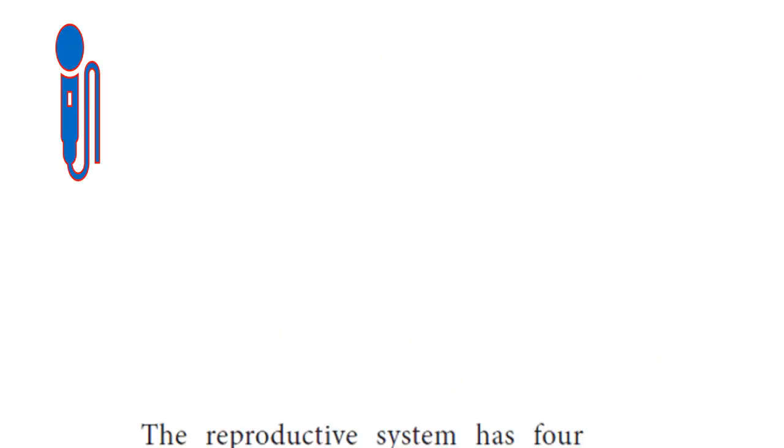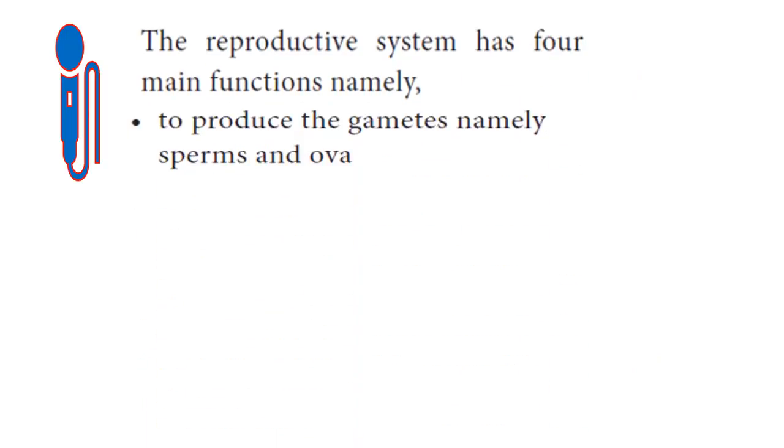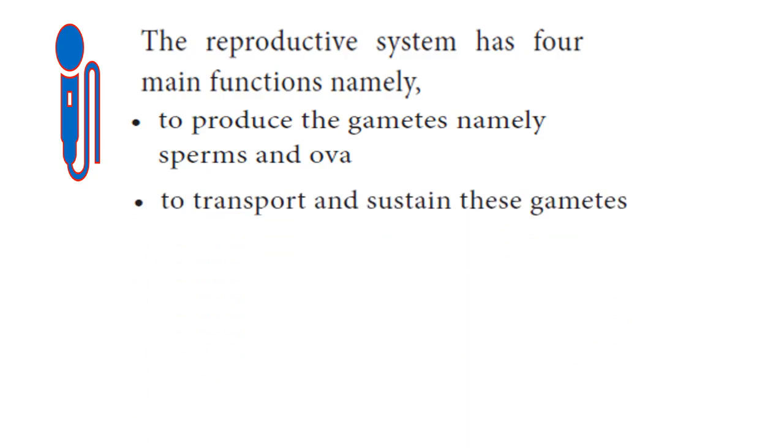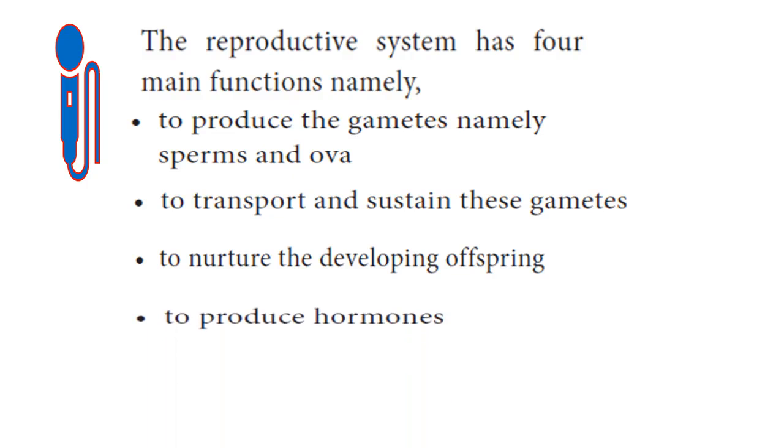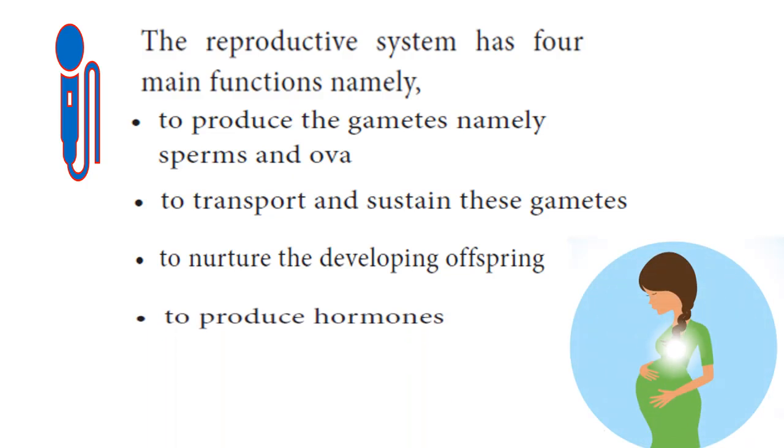The human reproductive system is essential for the survival of the species. The reproductive system has four main functions: to produce the gametes, namely sperms and ova, to transport and sustain these gametes, to nurture the developing offspring, and to produce hormones.